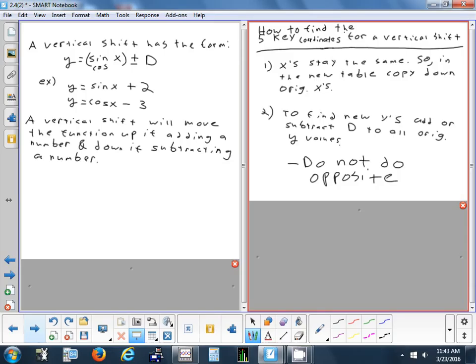The other mistake I see quite a bit is people accidentally do these as phase shifts. I usually say if there's no parentheses around the x and the number together, it's not a phase shift. Any question on the difference between a phase shift and a vertical shift, just in how the equation looks?